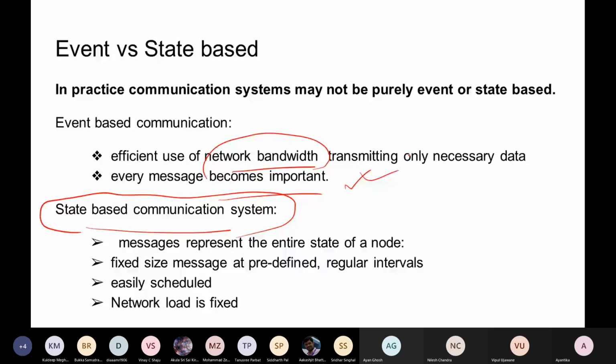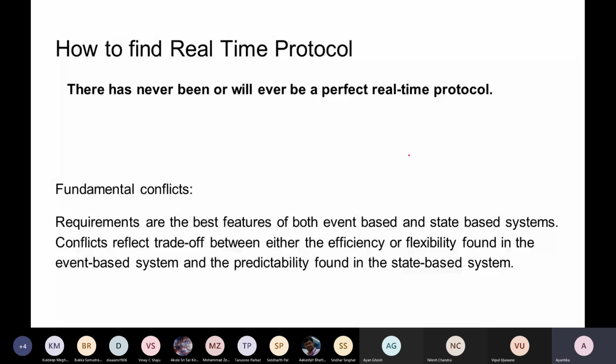But the important part is, when you are going for an embedded scenario, you have to take care of both, because there is no perfect scenario where you can say, okay, I have just only event-driven cases, or I have just only routine communications. So in most cases, we need the amalgamation of both, event-driven and state-driven. And in those cases, it is difficult to design any real-time protocol. Why? Because when you are talking about the event-driven case, it is giving you the efficiency, that is, it is network efficient. And also in case of event-driven, it is very flexible.